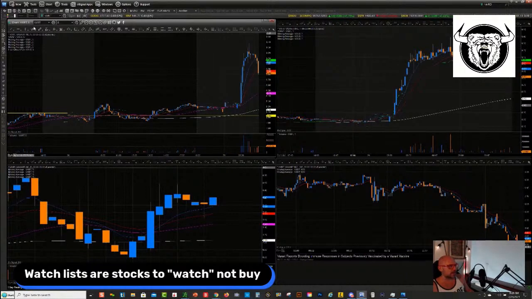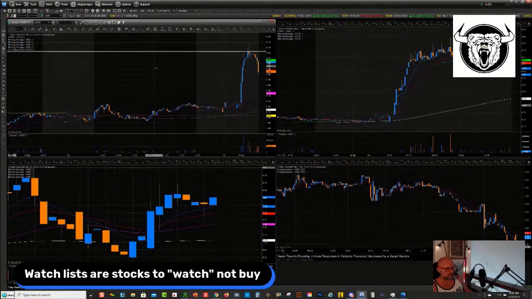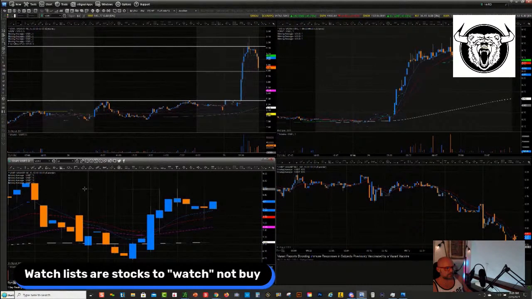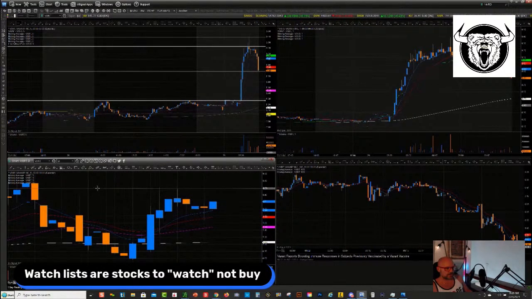All right, VXRT. Pre-market high of 9.36. Now it's dumping at the moment, right down to this previous candle. Looking at this, what is this level here? 8.59. Right here, keeping an eye on whether it can hold that 8.60-ish level right in here.